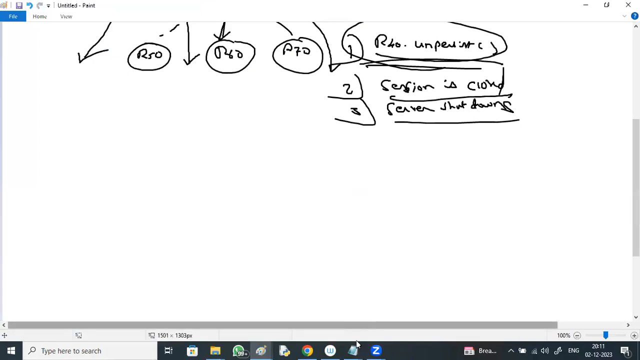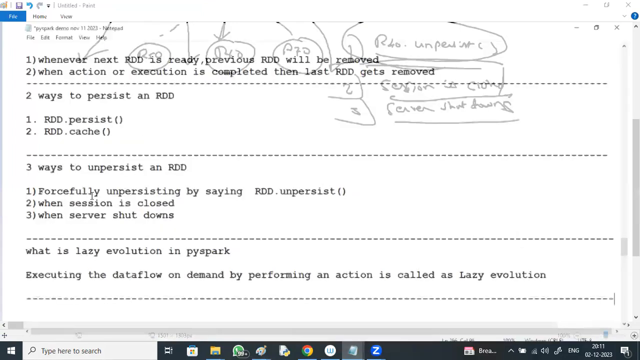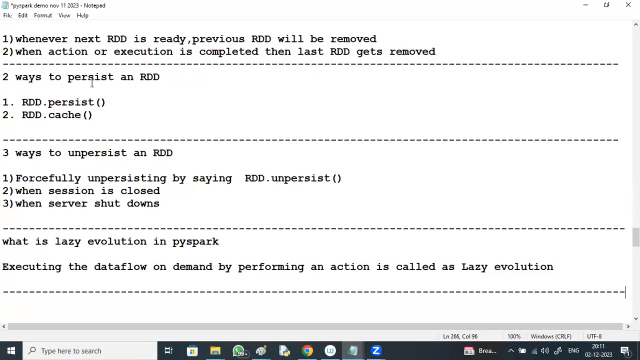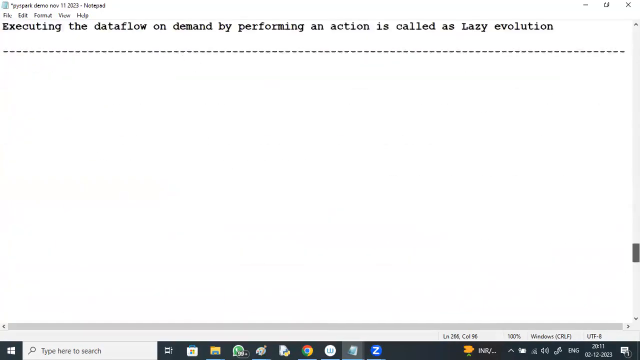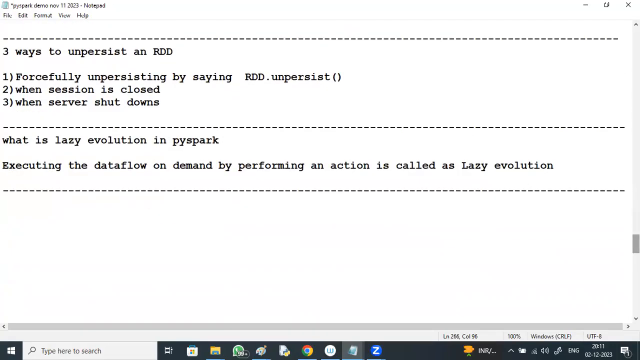Okay, so coming back here. Many queries here: different ways to unpersist an RDD, different ways to persist an RDD, different persist options that I will be discussing, and what is lazy evaluation in PySpark. What different steps are in RDD computations? And one more important thing you may ask: when the data is divided into multiple partitions and loaded across multiple RAMs of multiple systems, suddenly if a particular system goes down, then how will you not lose the data?